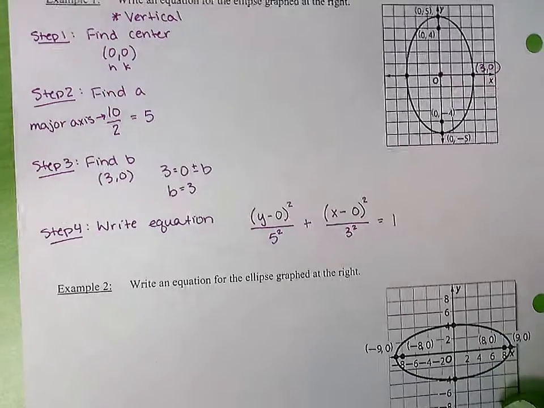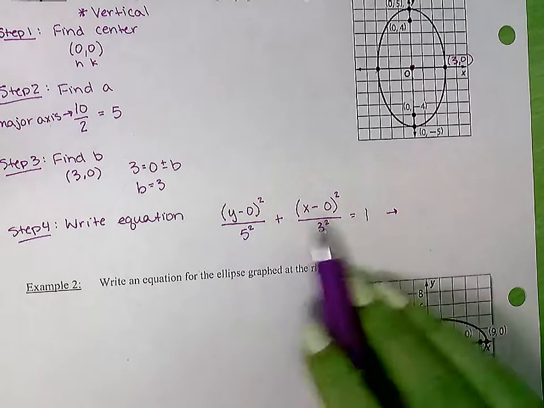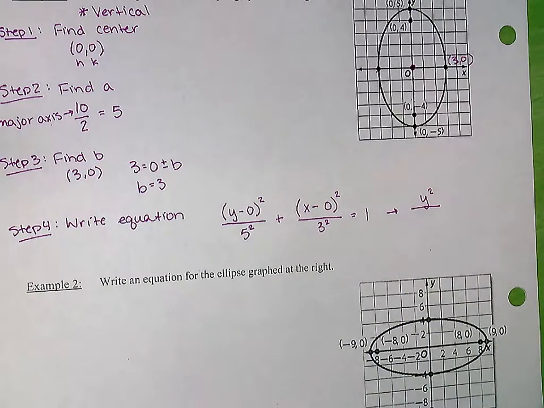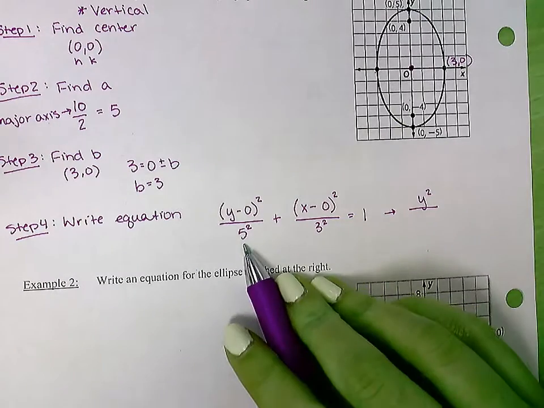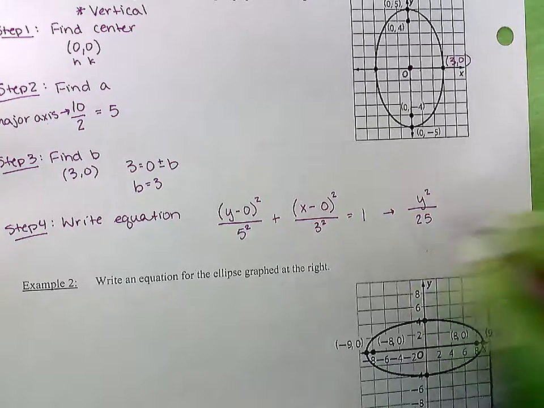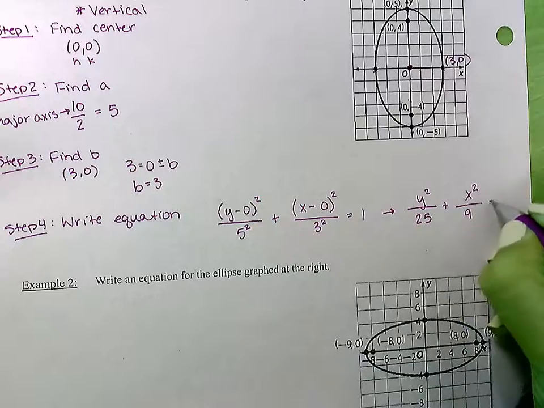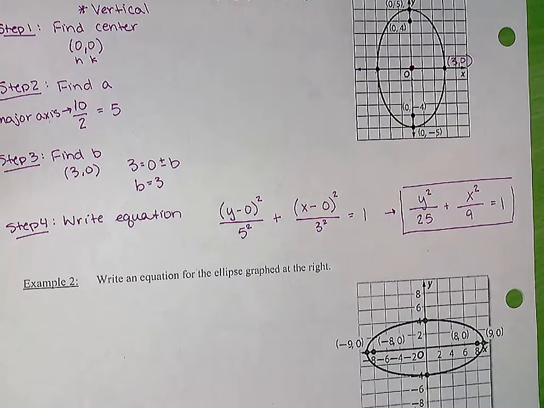Now I can simplify this a little bit. If I have a y minus 0 and an x minus 0, I can just write that as y squared instead of with that minus. However, if you keep that minus 0 in, it's not incorrect. Then I'm going to square 5, which is 25. I have plus x squared over 9 is equal to 1. And that would be the equation for this ellipse. For an ellipse, it's always equal to 1. Always equal to 1.